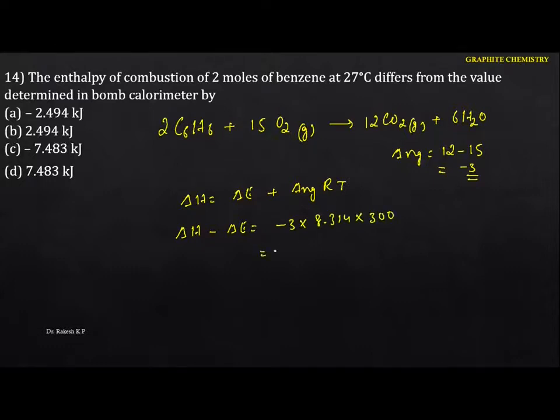Okay, and now if you do the calculations here, we got minus 7482.6 joules. In terms of kilojoules, minus 7.4826, that is the kilojoules we got. So in this case we have to identify the particular option. The option is C. Okay, next one.